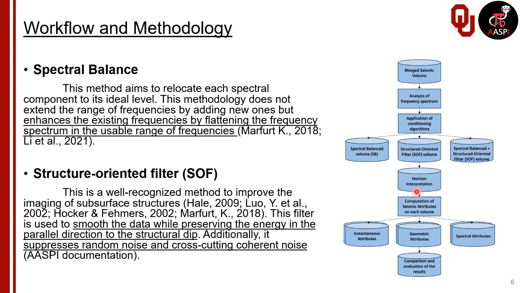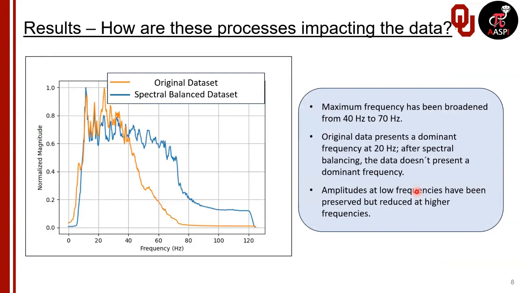As I mentioned, I'm going to use the spectral balance, which is a method that aims to relocate the frequency values. It's different from a bandwidth extension because I am not adding additional frequencies to the existing data set. I'm just relocating the values of the frequencies to their ideal level. And then the structure-oriented filter, which is well known to enhance edges. So using the combination of those, I will try to improve the data sets.